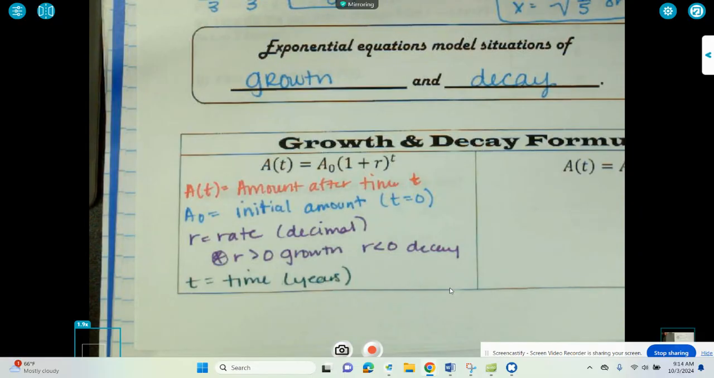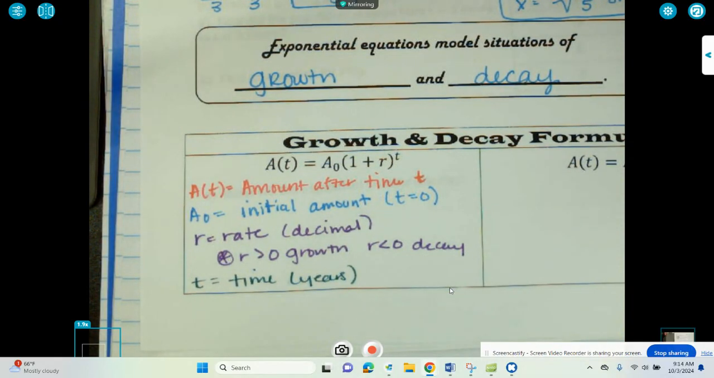For the second one, it is like if I tell you something doubles or triples. If something doubles or triples, or what we use later, a half-life, those things are going to be your base here. So if it doubles, what would your B be? 2. If it triples, what would your B be? 3. If I say something is 5 times more over an amount of time, that would be 5. So you're not doing 1 plus or 1 minus there. You're literally putting what is happening over the amount of time as your base.